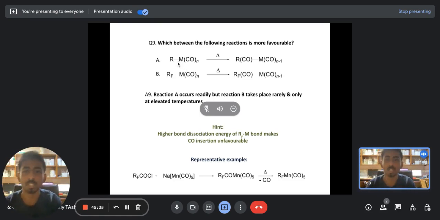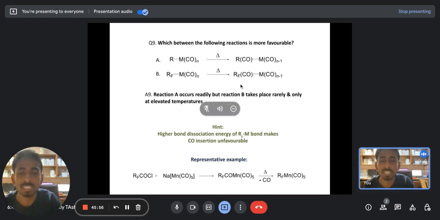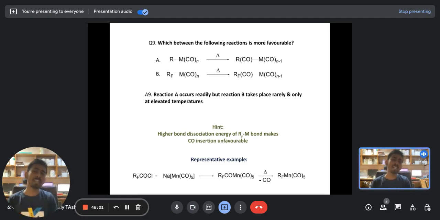But in the first case, when the RM bond is normal, R is a normal methyl group or a CH3 group, it is treated with CO. So breakage of this C-metal bond and insertion of one of the CO into the CM bond, producing this RCO, the acyl intermediate bound to the metal, is actually quite favorable in nature, because breakage of this bond is not that difficult. But when the R group is substituted by RF, that is fluorine containing groups, then the RF metal bonds are quite stable in nature.